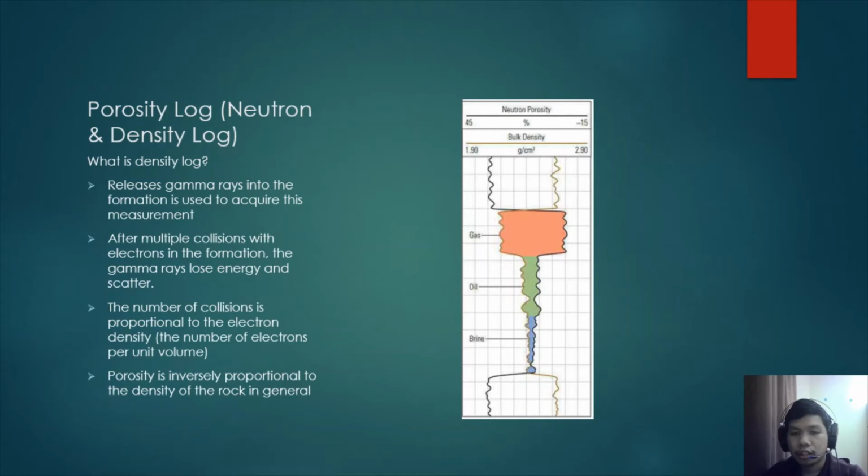But for density logging, instead of using neutron atoms, it uses gamma rays. As you can see here, after multiple collisions with electrons in the formation, the gamma rays lose energy and scatter. The same concept as neutron logging. The number of collisions is proportional to the electron density, which is the number of electrons per unit volume. For density log, porosity is inversely proportional to the density of the rock in general.